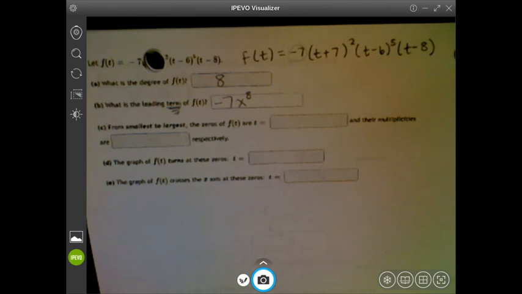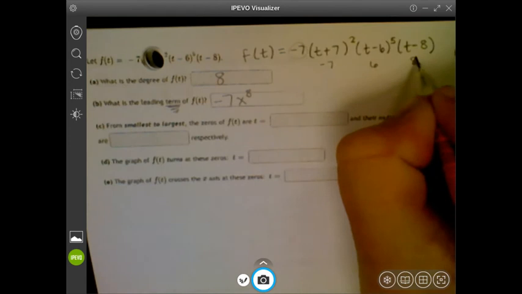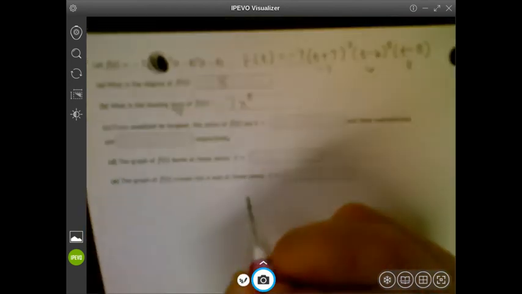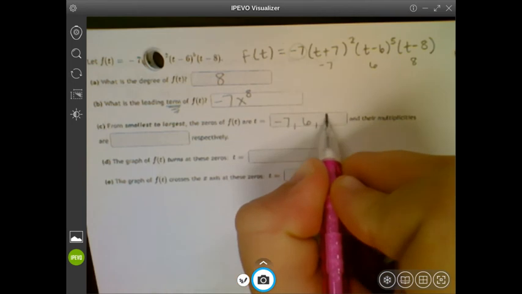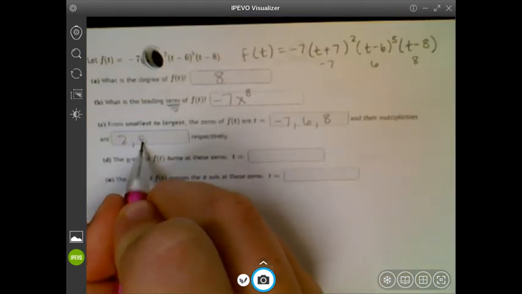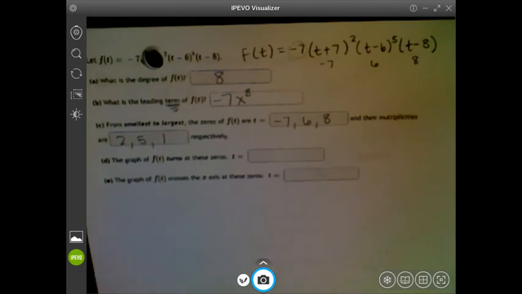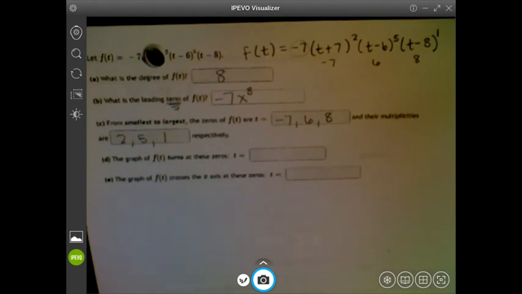From smallest to largest, the zeros. So your zeros are negative 7, 6, and 8. And then putting them in order would be negative 7, 6, and 8. And the multiplicities are 2, 5, and then that one is a 1. Don't leave it off. It does have a multiplicity. It's just a multiplicity of 1. So if you need to put a little power of 1 on those to help you out, then that's fine.